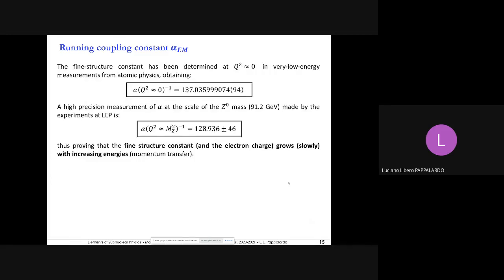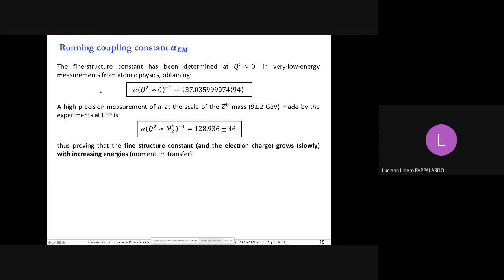Now, let's go back again to measurements. So the fine structure constant has been determined at very, very low Q square, okay, in atomic physics experiments. And the value is the one that is reported in all quantum mechanics books. So, this is the inverse, so 1 divided by 137, okay?